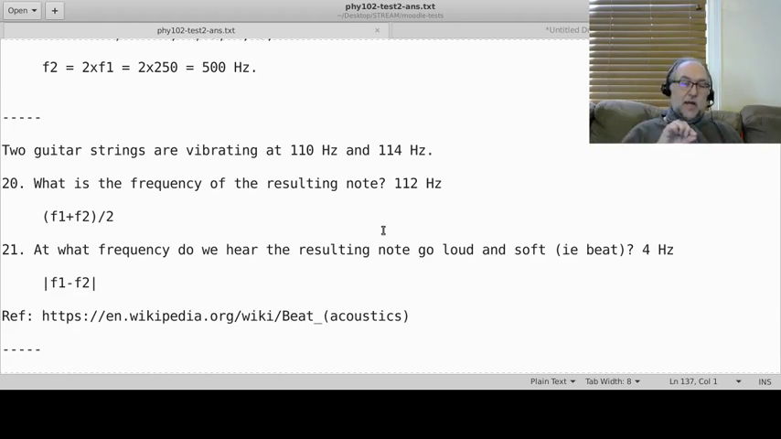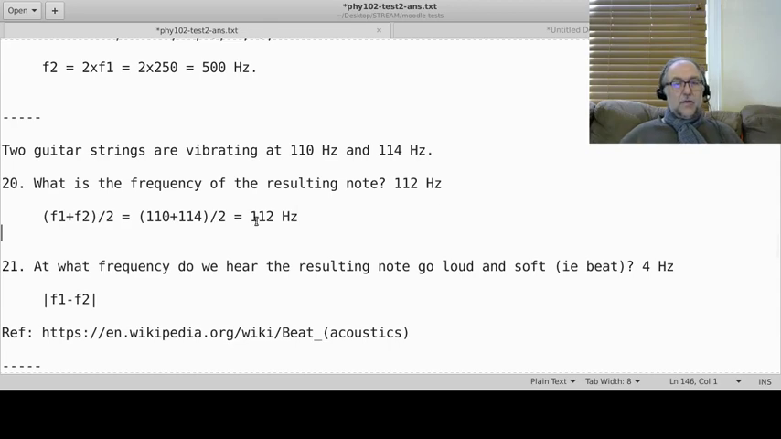It's the frequency at which the entire note goes loud and soft, loud and soft. The frequency of the note itself is actually the average of the two frequencies. And that just means, 110 plus 114 divided by 2, and that's going to give you 112 hertz. Okay, and that's the answer for that one.